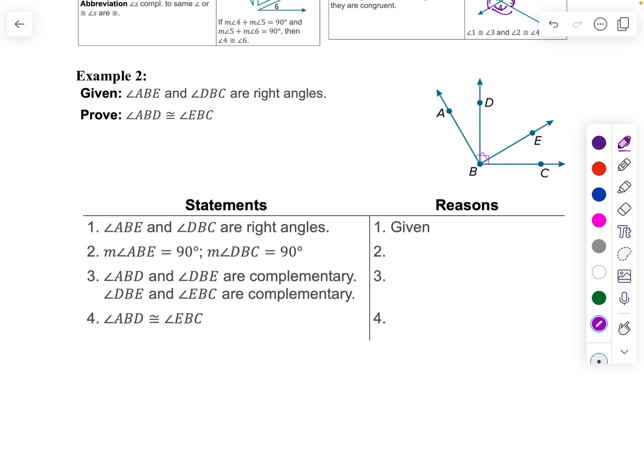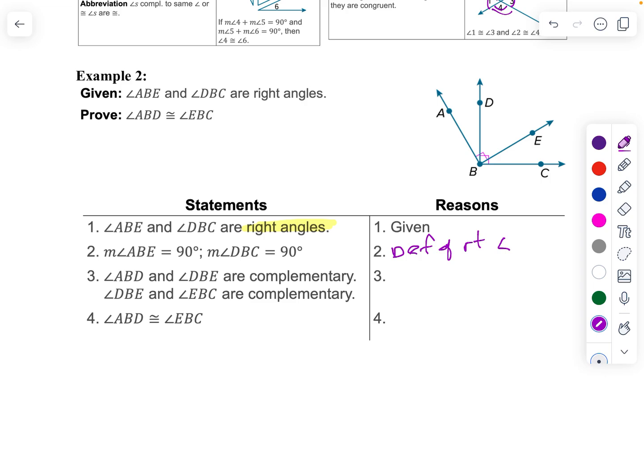Now, when I start my proof, step 1, I'm going to write down my given. What do I know because of my given? Notice I've got a vocabulary word here: right angles. I'm going to use that definition of right angles. The definition of right angles tells me they're 90 degrees. So I'm going to say definition of right angle. Then notice I'm going to add these two angles up, and I'm going to say they're complementary.